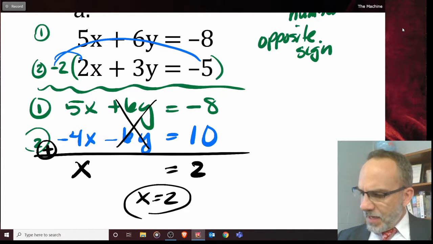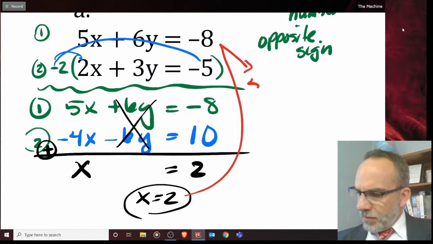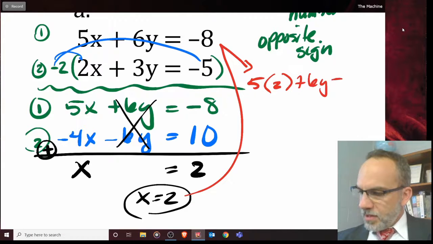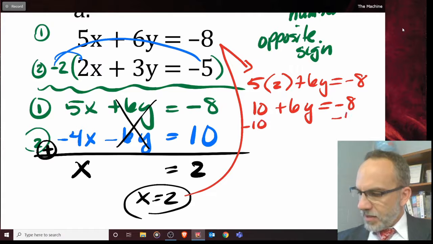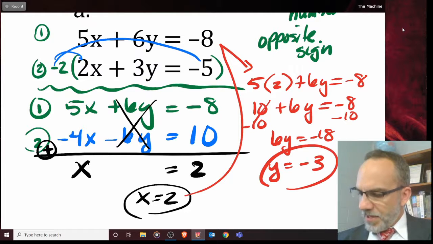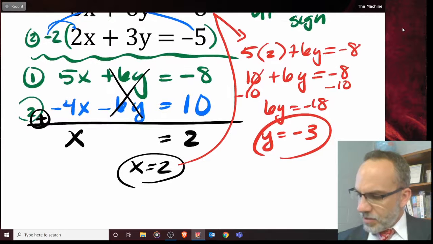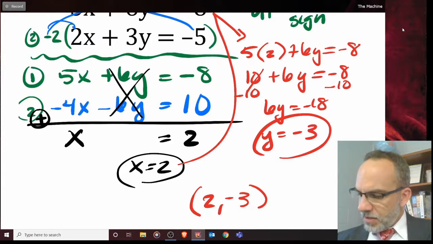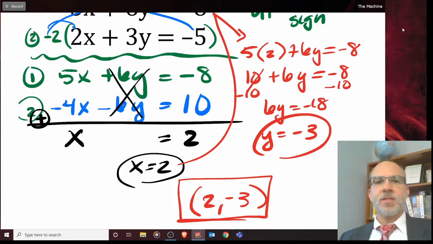I will come up and I will use the first equation. So I'm going to come up here and I'm going to say then now 5 times the x. What's the x? 2 plus 6y is equal to negative 8. And that's going to be 10 plus 6y is equal to negative 8, and then minus 10, and then minus 10, and so this cancels. 6y is equal to negative 18, and so if you divide by 6, y should be equal to negative 3. Put the pieces together now to give my final answer. The ordered pair finally is (2, negative 3), and you've got to give it as an ordered pair with parentheses.